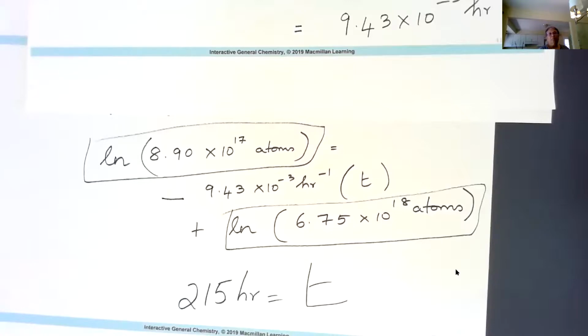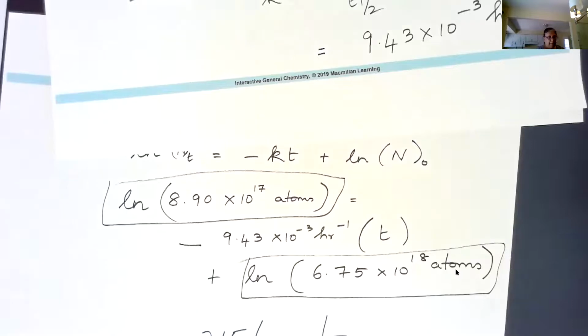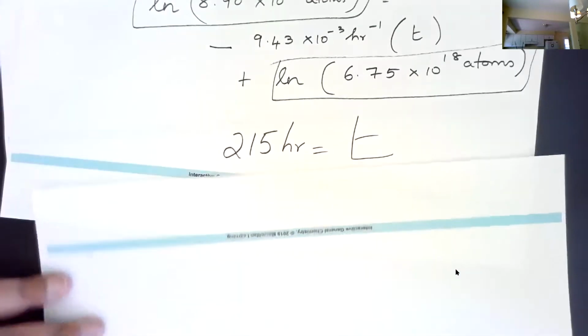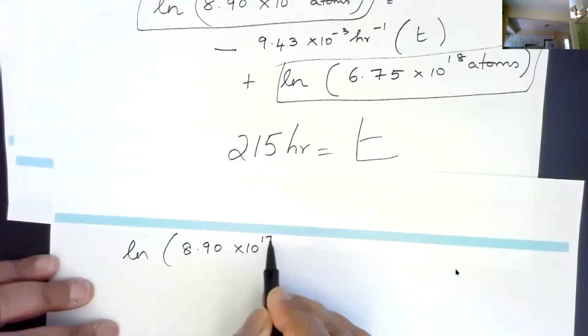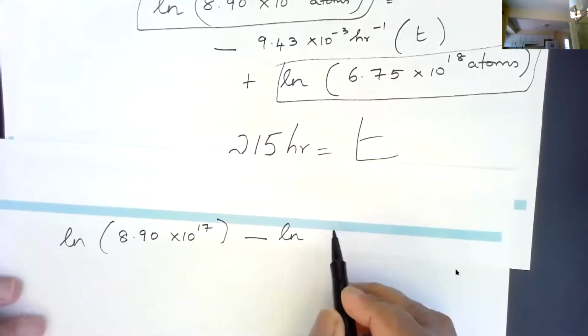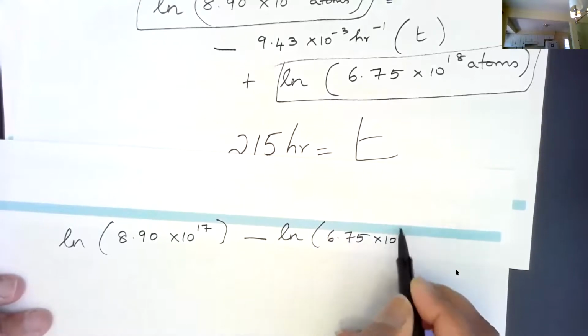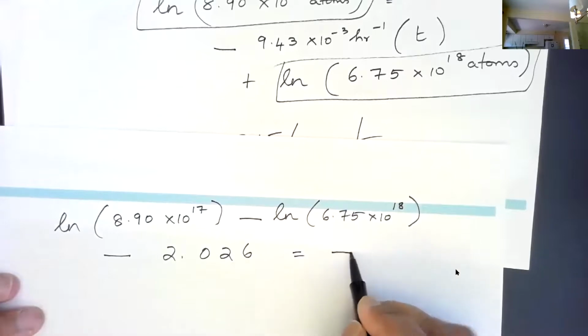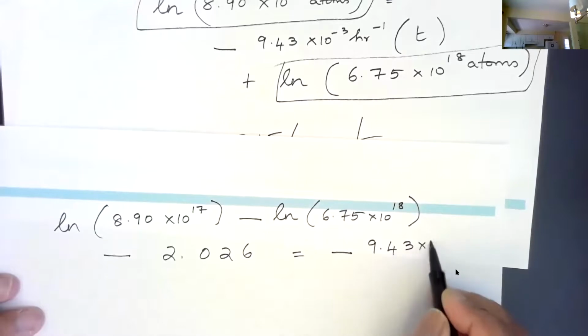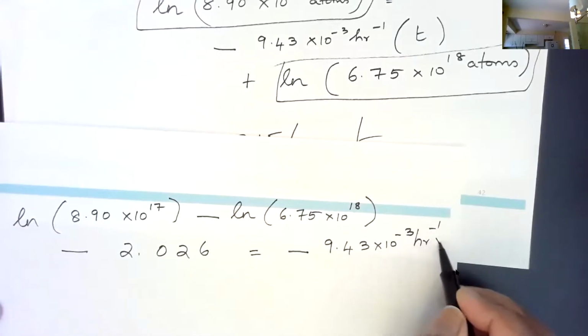Dr. May, how did you get 215 hours? I didn't get it. What do you have for this? Are you saying so when I subtract the natural logs of both of them? Yeah, so for that I got negative 2.026. Yes, ma'am. Okay. This should equal negative 9.43 times 10 to the negative 3 hour minus 1 times t.